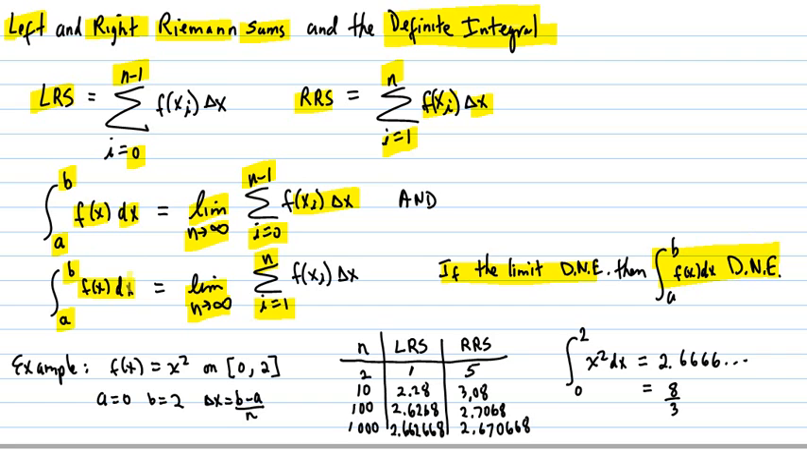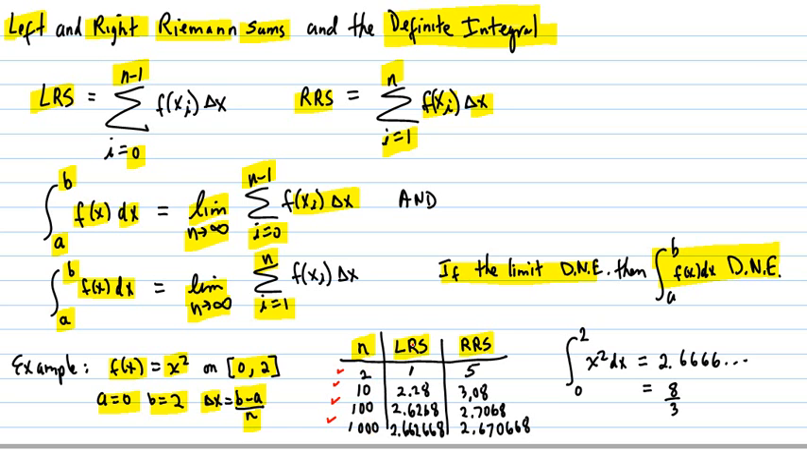So here's an example. Let's say you take the function f of x equals x squared on 0 to 2. So your a is 0, your b is 2. Delta x will be b minus a quantity over n. And here are various n values, going from 2 to 10 to 100 to 1000. This gives you the left Riemann sum values and the right Riemann sum values for various n's, increasing from 2, 10, 100, and 1000.